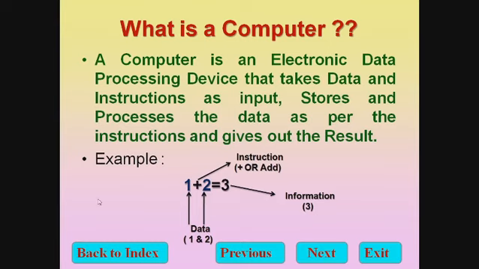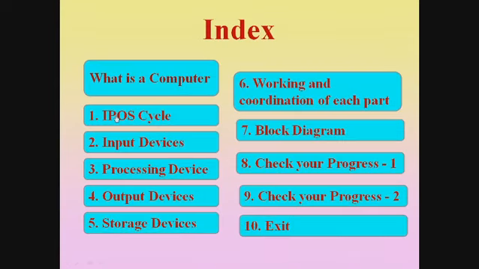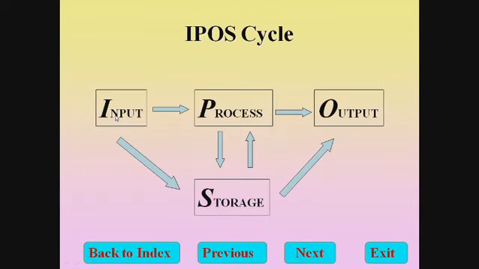So now let's move back to our index. Second is the IPOS cycle. Now let's see what the IPOS cycle is. Children, IPOS means input, process, output and storage cycle, and this cycle is used by all computers in their working. So let's see what this cycle is.